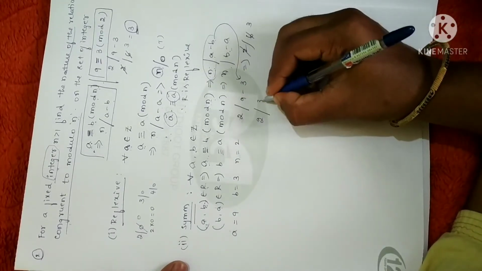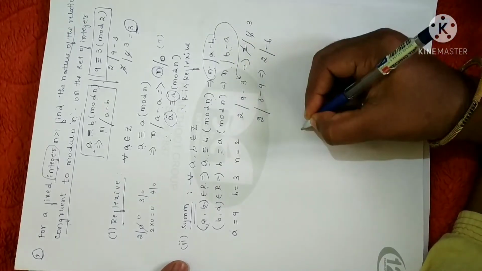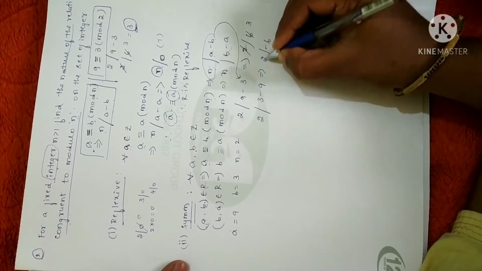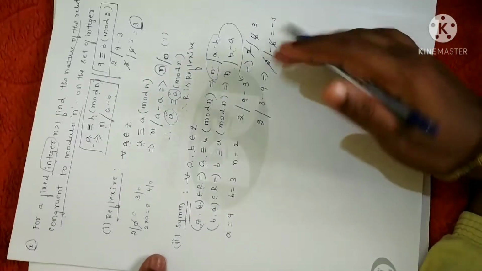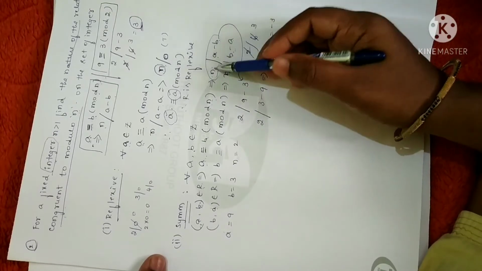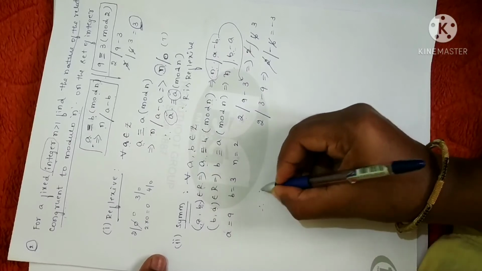Now let me check the second condition. 2 divides 3 minus 9. The implication is 2 divides minus 6. No matter whether it is positive or negative, yes, it completely divides. So, since I have taken random values for A, B and n, it satisfies both the conditions. Therefore, it is symmetric.